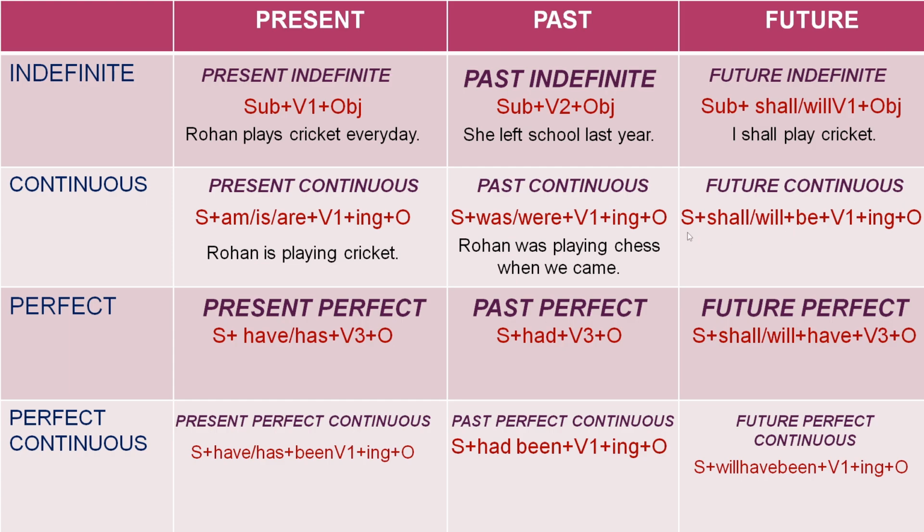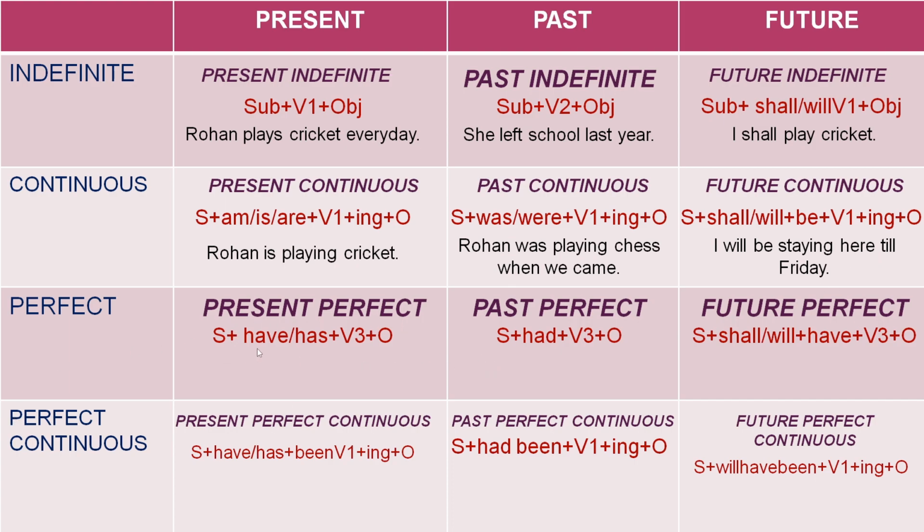Then next one is future continuous. The rule is subject plus shall be or will be, then V1 plus ing plus object. The example will be, I will be staying here till Friday. Here I is the subject, will, then be, then staying, that means V1 plus ing, here till Friday, that is the object part.